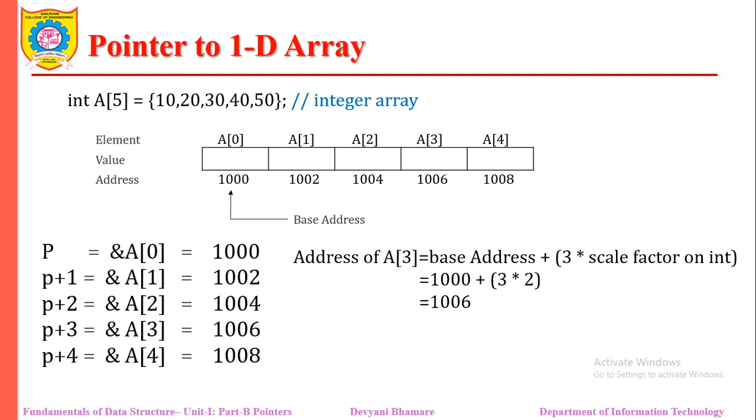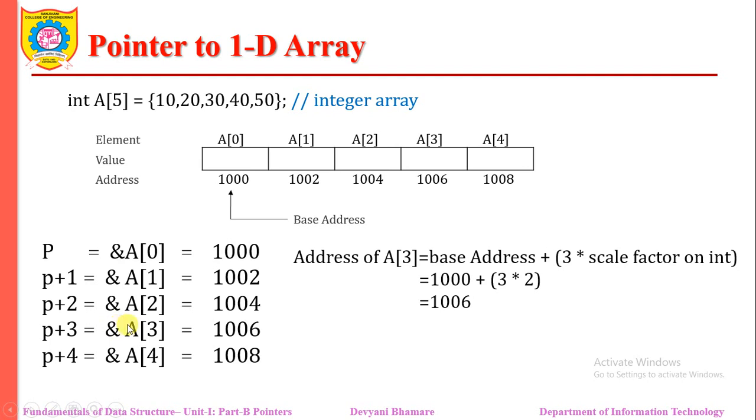We have seen how we compute the address of an element in an array. Suppose I want to compute the address of A of 3. What is the formula? The formula is base address plus the number of elements before it multiplied by the scaling factor. Before 3, how many elements are there? There are 3 elements: the 0th element, the first element and the second element. So this 3 is multiplied by the scaling factor 2, and we get 6. So 1000 plus 6 gives 1006, which is the address of A of 3.